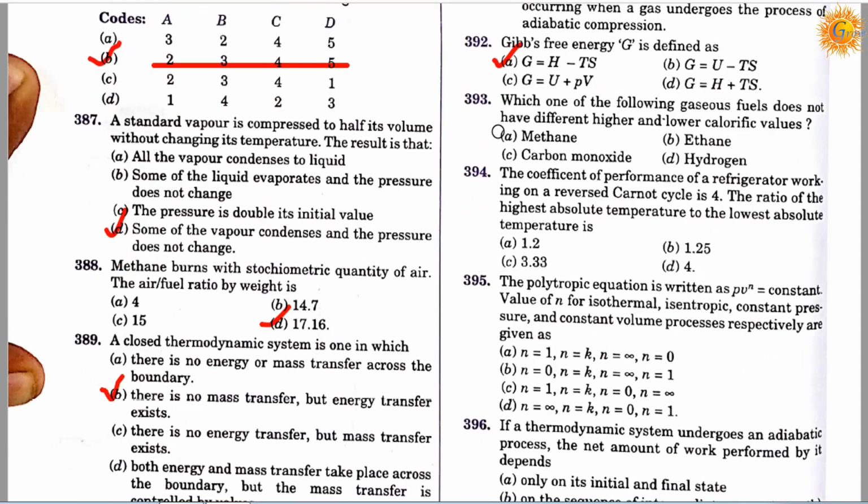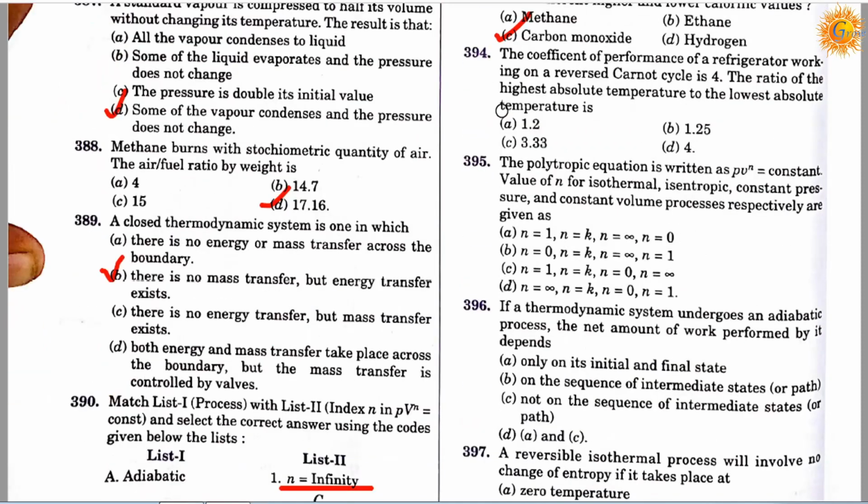Question number 393. Which one of the following gaseous fuel does not have different higher and lower calorific values? Option A, methane, option B, ethane, option C, carbon monoxide, option D hydrogen. So correct answer is C, it will be carbon monoxide.